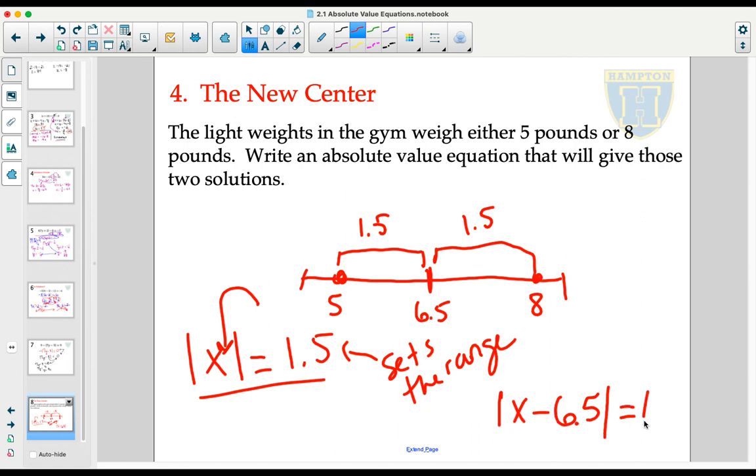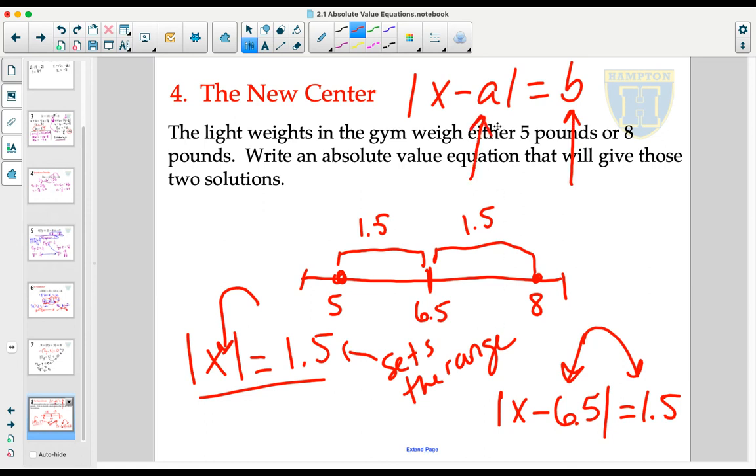So the final result looks like this. And if you're wondering, well, does that give me the solutions I need? It sure does. Imagine that this absolute value equaled 1.5. I'd add the 6.5 over, that makes 8. Imagine it equaled -1.5. Add the 6.5 over, it makes 5. So when you get generic absolute value equations that look like this, this number is setting the distance. It's setting how far apart the region needs to be, or how wide the region needs to be, excuse me. This number is setting where the center would be.